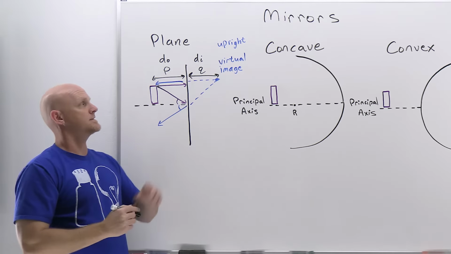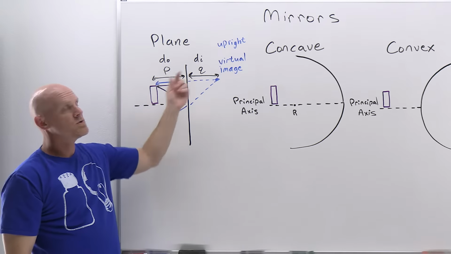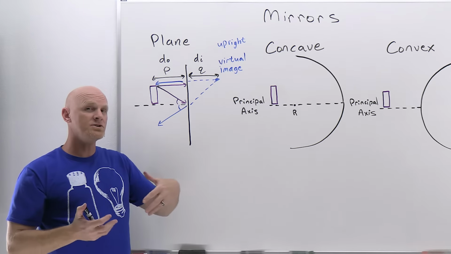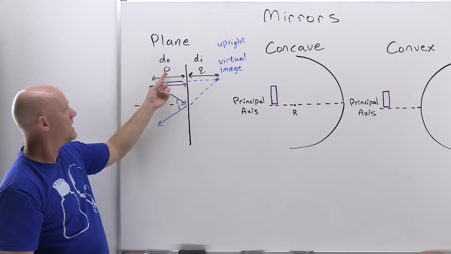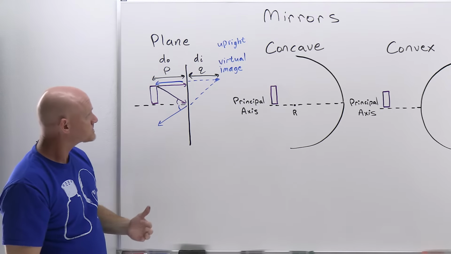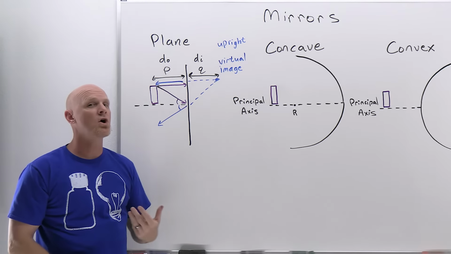Now personally, I kind of like DO and DI because it's not difficult to remember what those stand for. But P and Q is a real common convention, and the ones I'm going to use here, because probably the majority of textbooks use that. So P and Q, object distance, image distance. Cool, now for a plane mirror, it turns out that the object distance and the image distance are always equal as well.